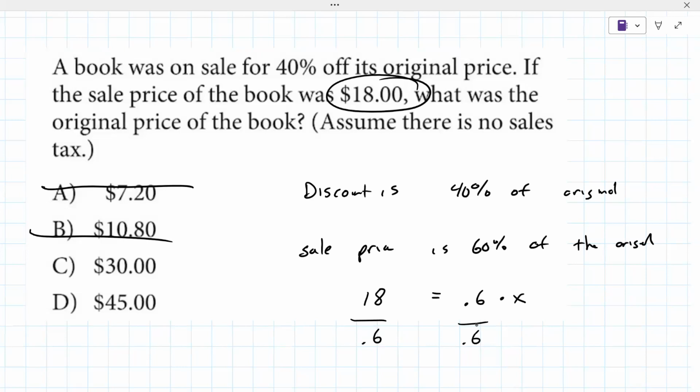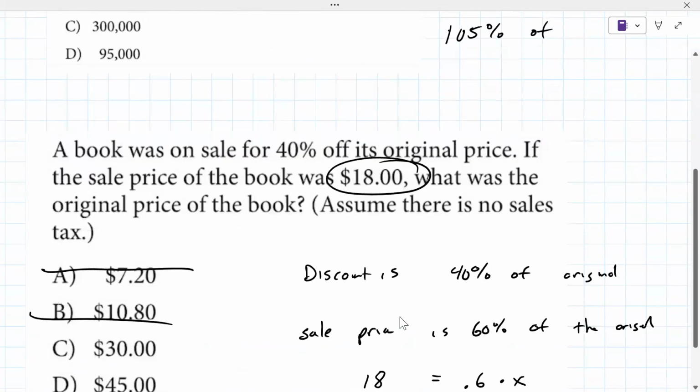X equals 3. Is that the same as your answer or do you want to change it? I'm going to change my answer to C. Okay, it is C, but you kept saying 3. Did you divide by 0.6? No, I just divided by 6. It's 30. Okay, big difference.